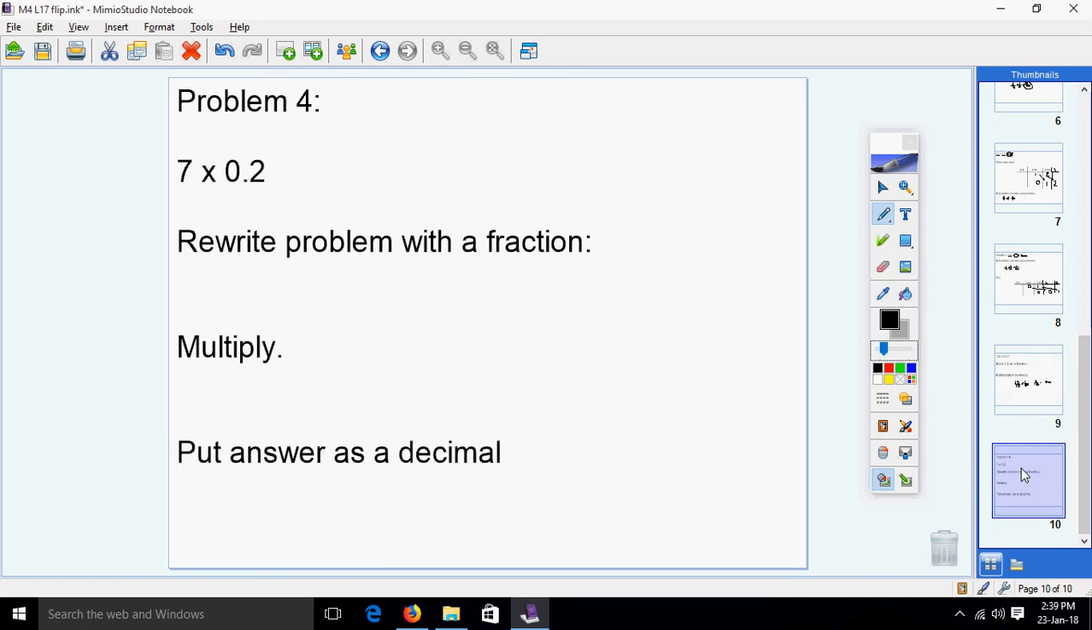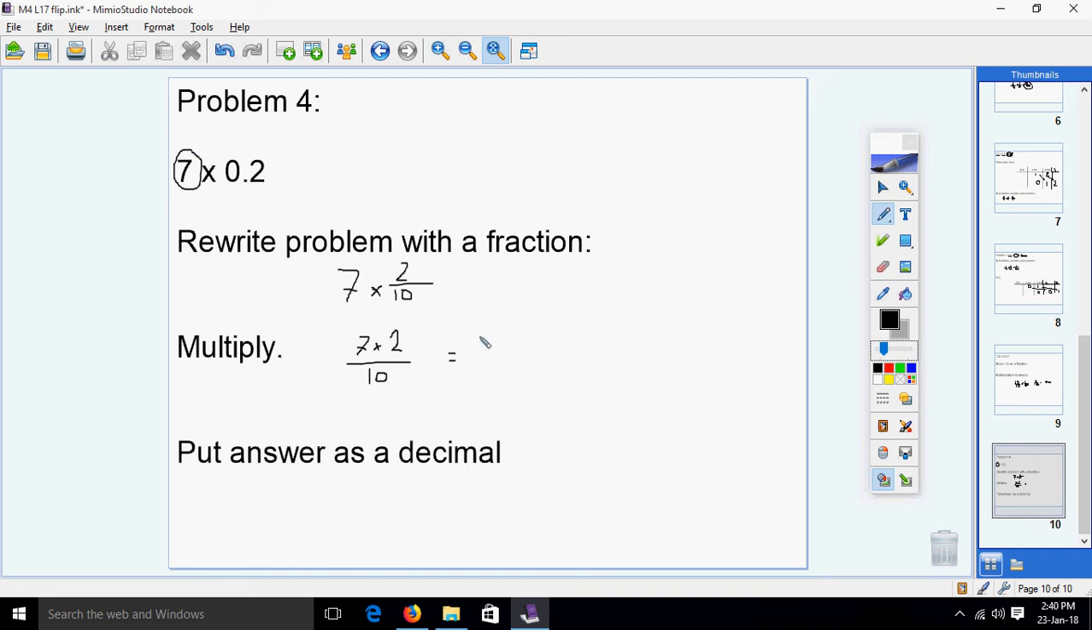Here's our last one. Here's a multiplication problem, but this is a whole number times a decimal. So I'm going to rewrite it with a fraction. There's 7 times 2 over 10. Now, you can multiply it like this, but you can also look at it like this, maybe to help you remember how to multiply by a whole number. 7 times 2 is the numerator, and your denominator stays the same when you're working with whole numbers.